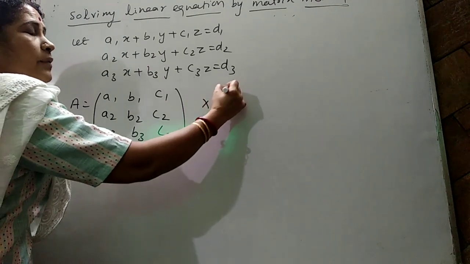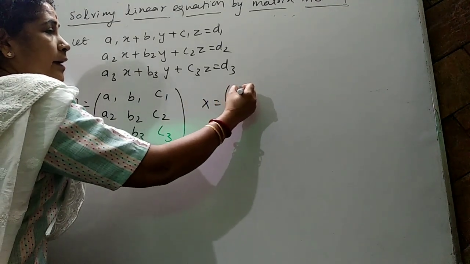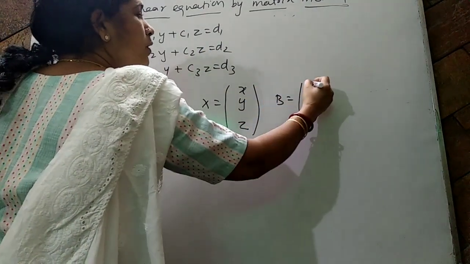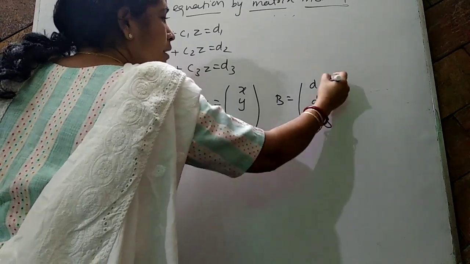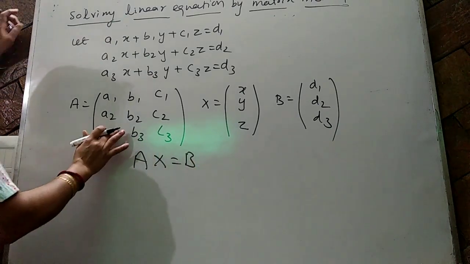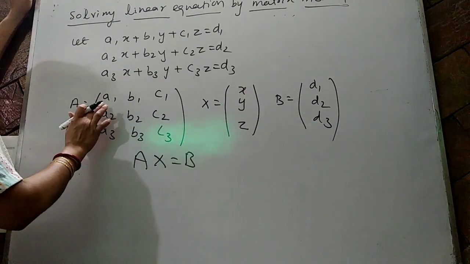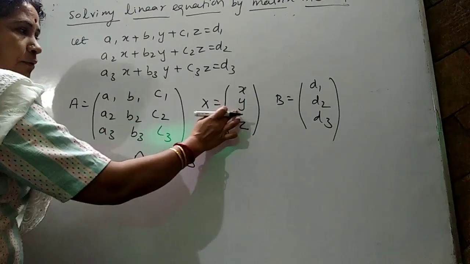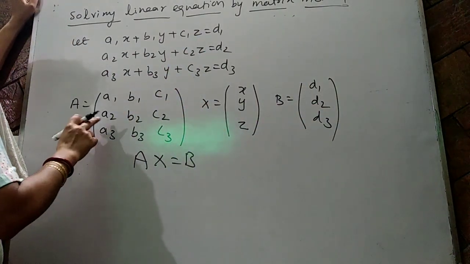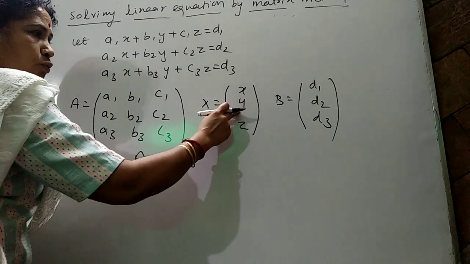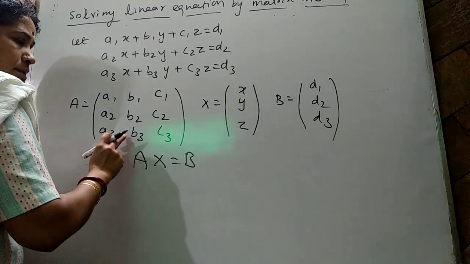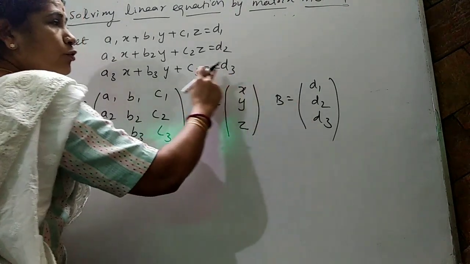Now the variable matrix we name X, that is x, y, z, and the constant matrix is B, that is d1, d2, d3. Then the system can be written as A into X is equal to B. A into X gives a1x plus b1y plus c1z, which equals d1, the first equation. Second row, a2x plus b2y plus c2z equals d2. Third equation, a3x plus b3y plus c3z equals d3.